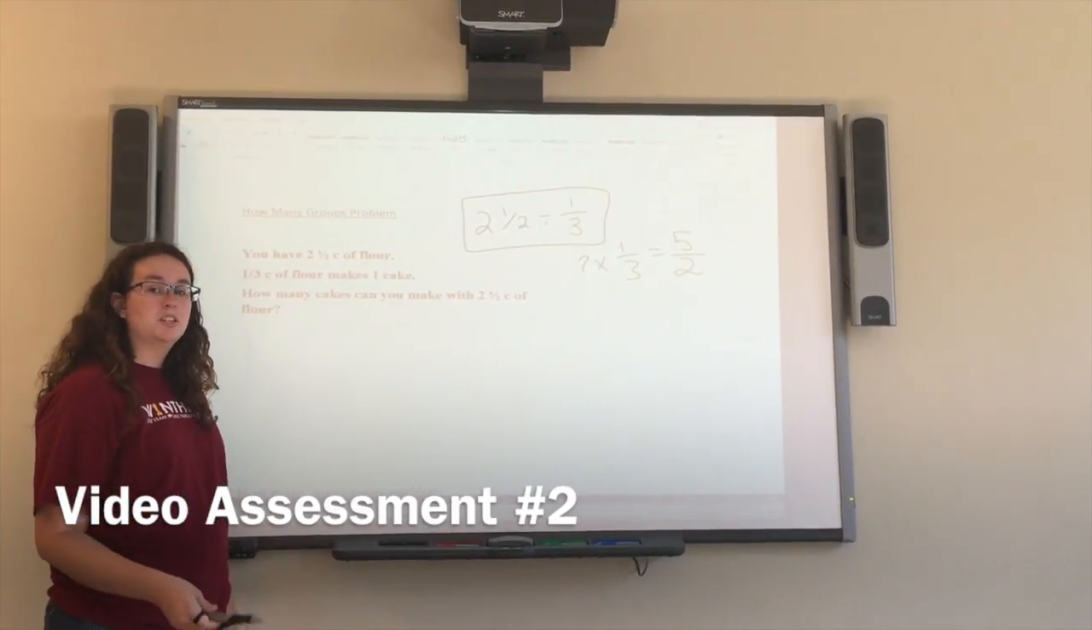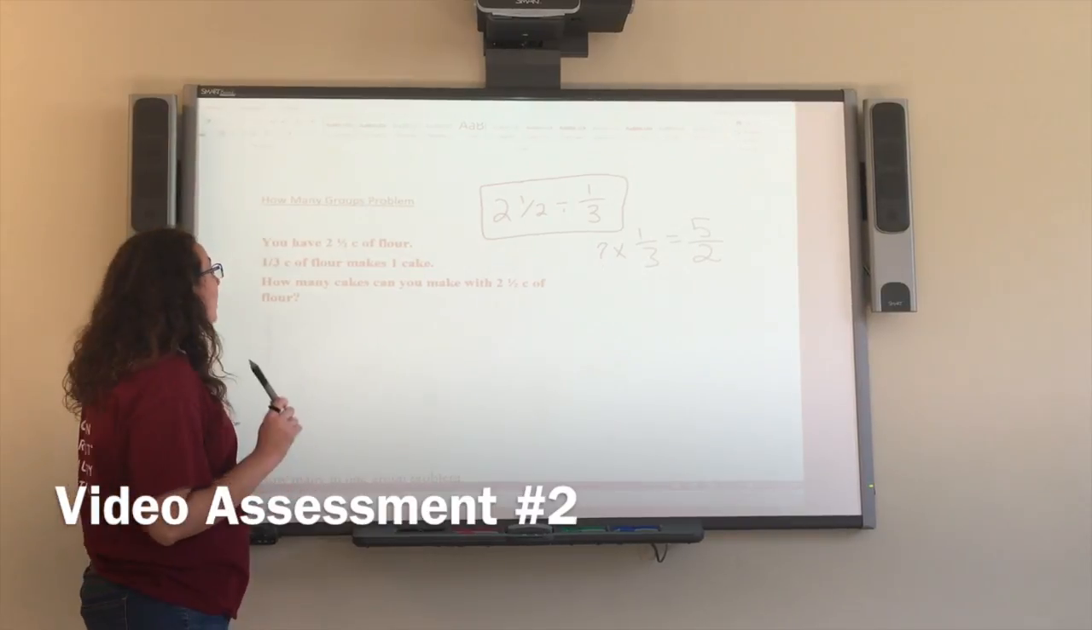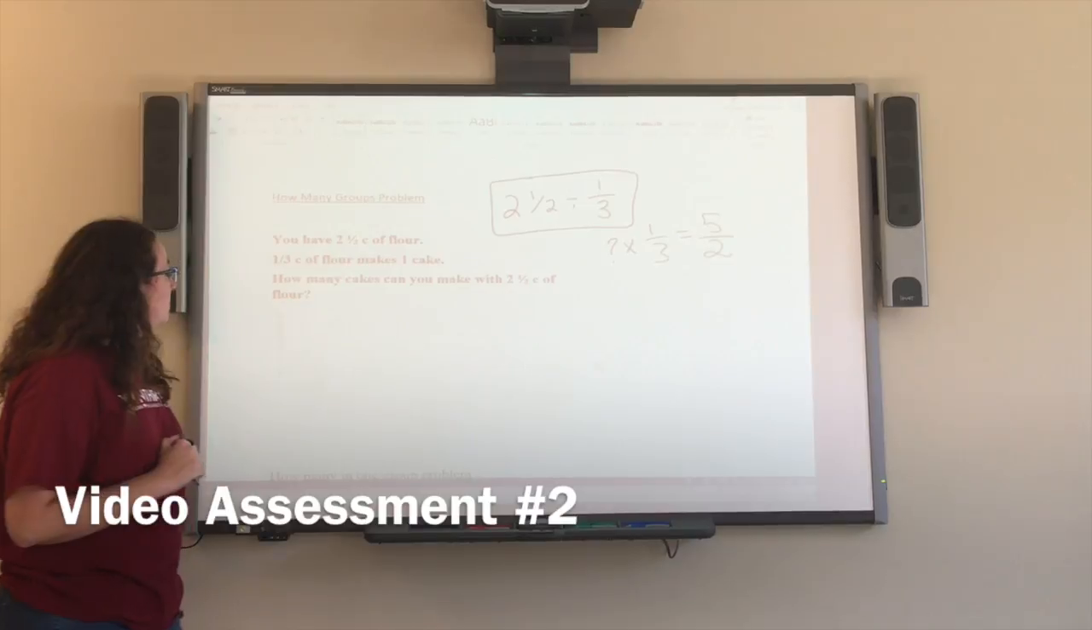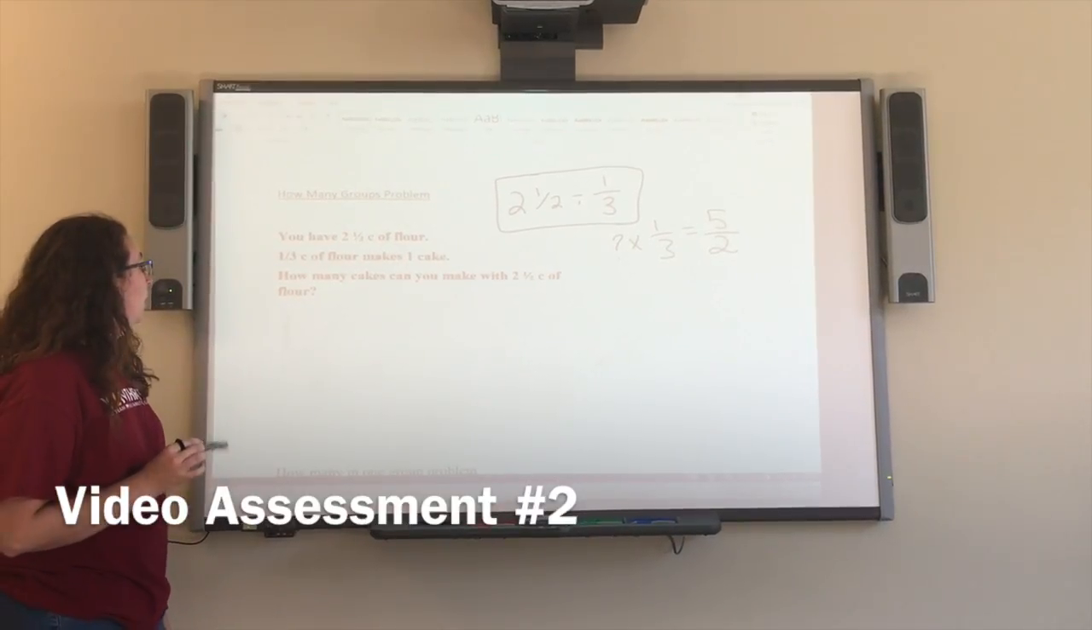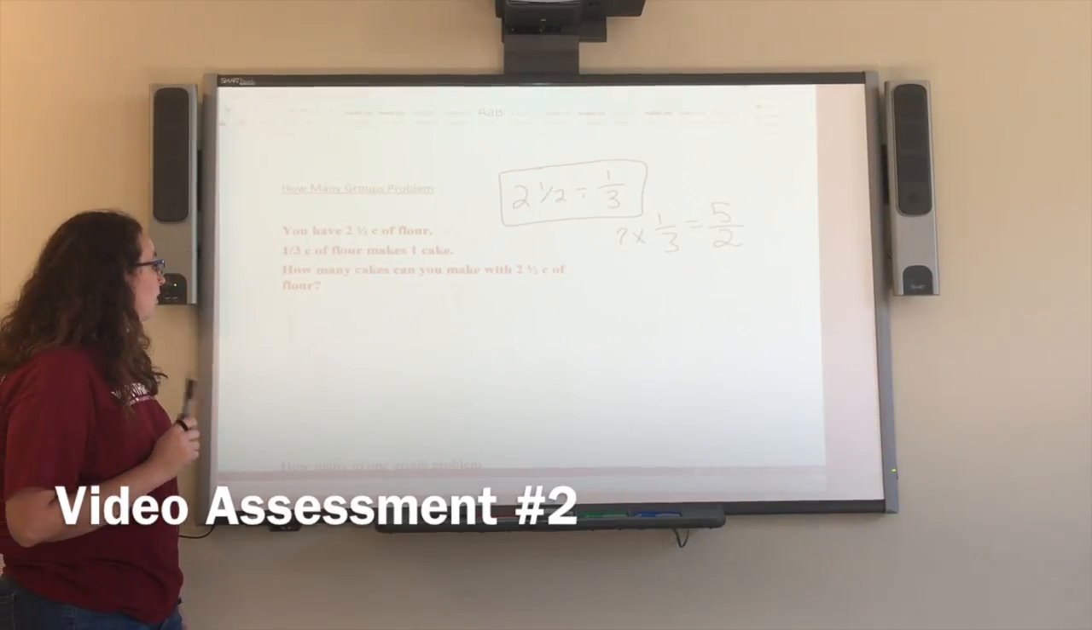Okay, so today I'm going to explain division problems using fractions and improper fractions. The first problem we're going to do is a how many groups problem. Our problem says you have 2½ cups of flour. A third of a cup of flour makes 1 cake. How many cakes can you make with 2½ cups of flour?